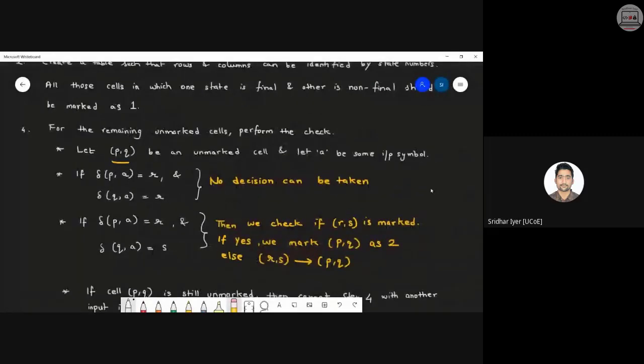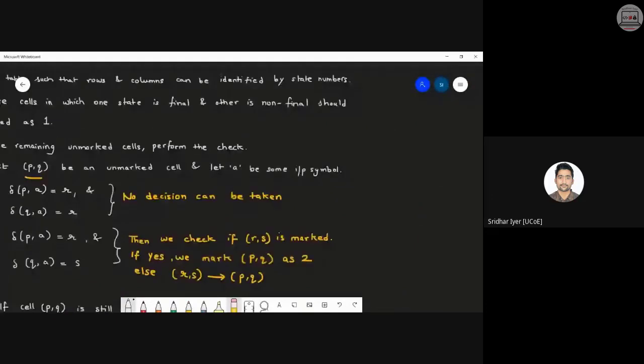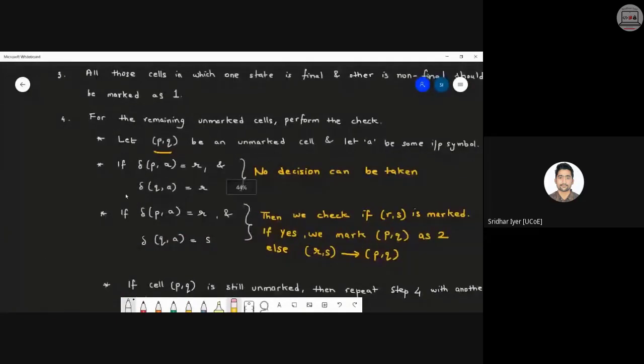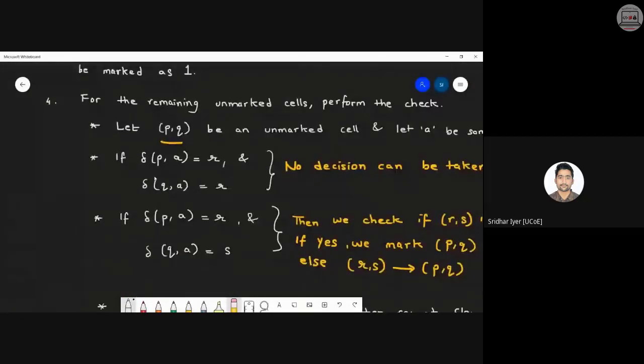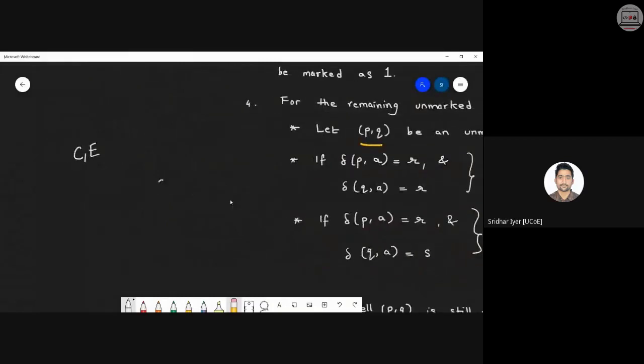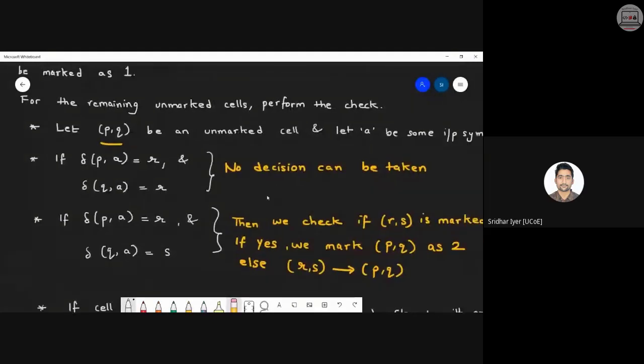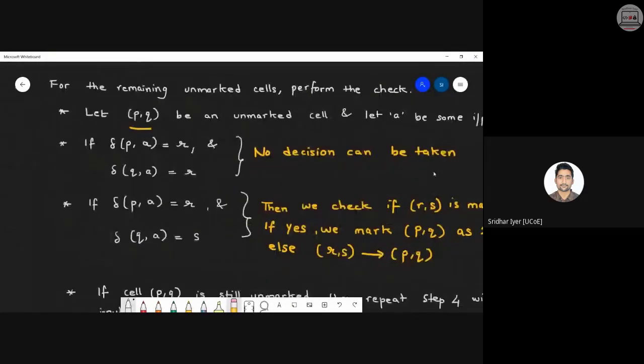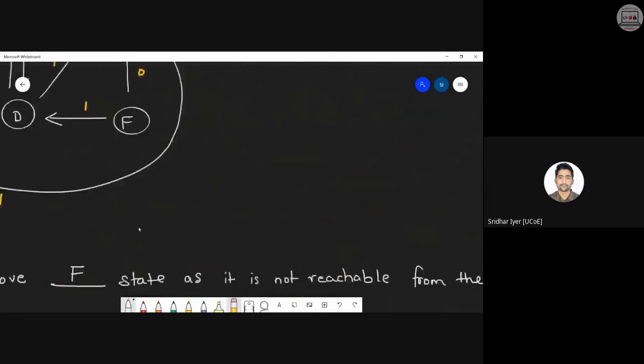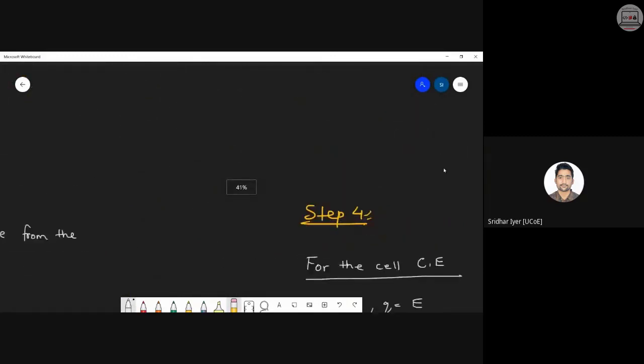We have two inputs, right? You can see we have 1 and 0. First, we need to check if transition of P comma A is equal to R and transition of Q comma A is equal to R. It simply means we check whether C on 0 is some value and E on 0 is some value. If both of them are the same, that is both are R, then we can't come to any conclusion. No decision can be taken. Clear? So have a look at this step once again.